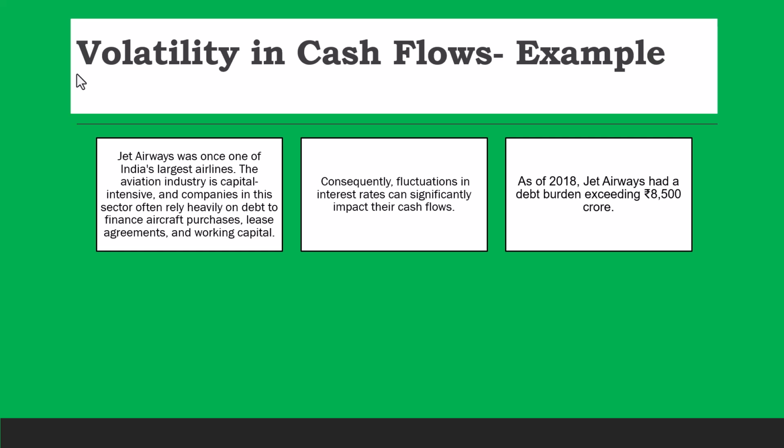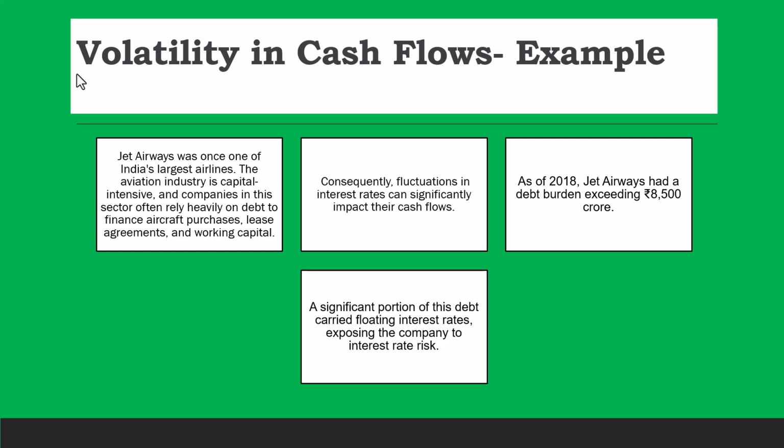So as of 2018, Jet Airways had a debt burden exceeding 8,500 crores at that time. A significant portion of this debt carried a floating interest rate, exposing the company to interest rate risk. So they had taken most of the loans on floating. Sometimes the banks insist that they will be lending at floating, and they make the fixed rate very high, so that the companies go for floating. If the interest rate goes up, they have to pay more. If the interest rates go down, they have to pay less.